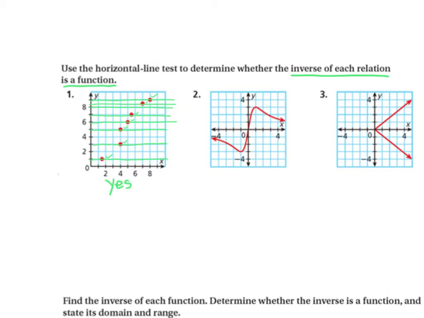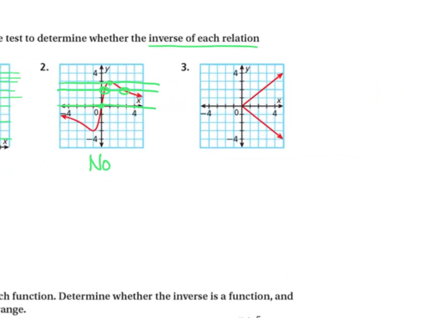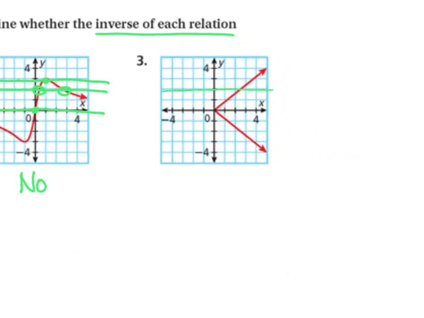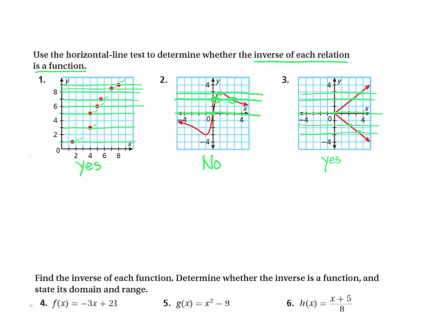All right, let's try on this one here. Looks good there. Looks good there. But let me come up here. Bad. One, two. You hit it twice. That means its inverse is not a function. Let's try this one. Yep. Yep. Yep. So it doesn't matter where you go, I'm only going to hit it once. I don't see any problems with it. That's going to be a yes.